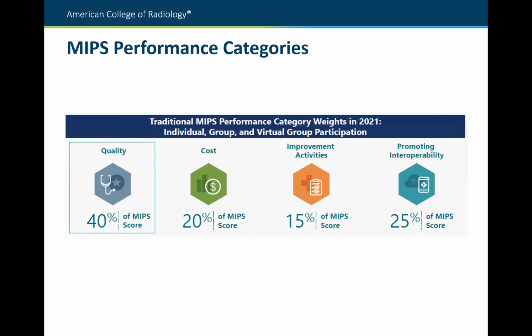So for this year, the category weights are very similar to 2020, but they have shifted slightly. Quality has decreased from 45% to 40% of your total MIPS score. And cost has increased from 15% to 20% of your MIPS score. Improvement activities and promoting interoperability are the same weights as last year, 15% and 25%.